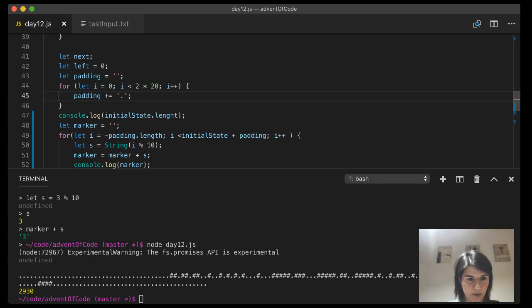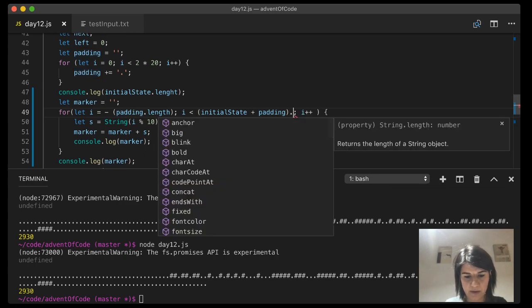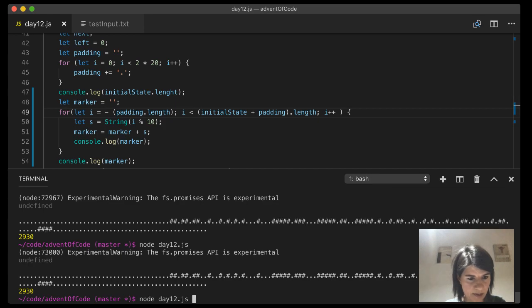Oh, I have the wrong thing here. Okay, let I equal padding that length. Padding has a length. I is less than the initial state plus padding, I plus plus. What's wrong here? I is equal. Because this is not really a number. That's like the second time I did the exact same mistake today.